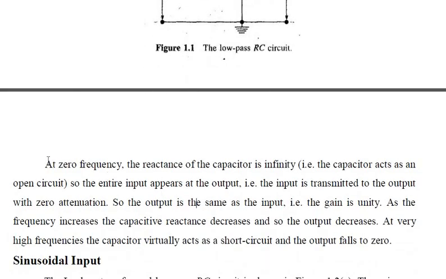At zero frequency, f equals 0, your input is equal to output, and your gain is equal to 1. At high frequency, your capacitor will be acting as a short circuit, your output will be equal to 0, and obviously your gain will also be equal to 0. This was about your RC low pass filter.